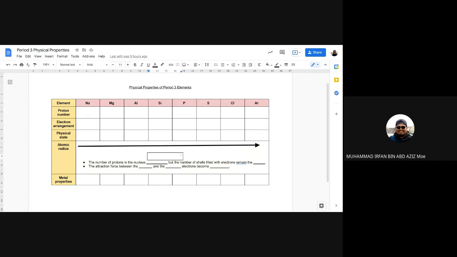Okay, and then metal properties. Basically there are 3: metal, non-metal and metalloid. So basically up to aluminium, all are metals. And then chlorine to argon are non-metals. Okay, so written 48.